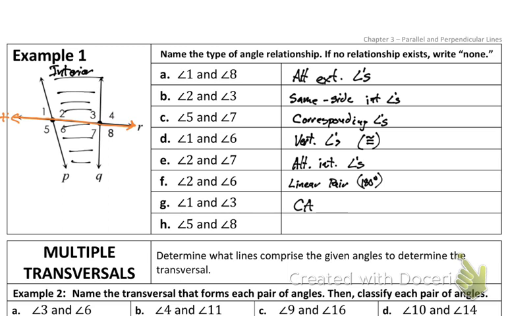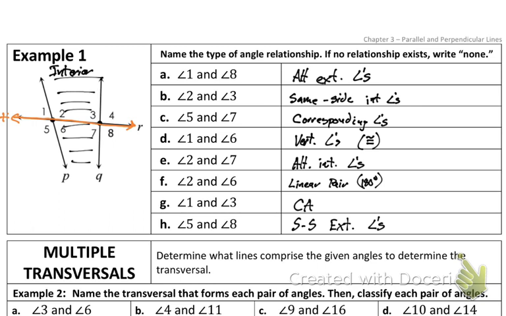And our last one is 5 and 8. Well, 5 and 7 are corresponding because they're in the bottom left. 5 and 8 are both on the exterior, and they're both on the same side of our transversal. They're both below it. So that'd be same side exterior. So sometimes I'll put the SS just to shorten, not writing same side every single time. We good with that?